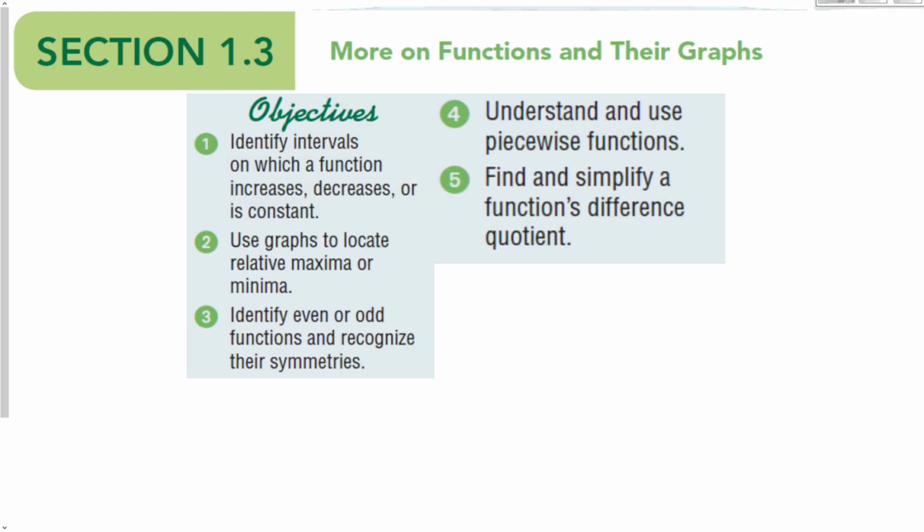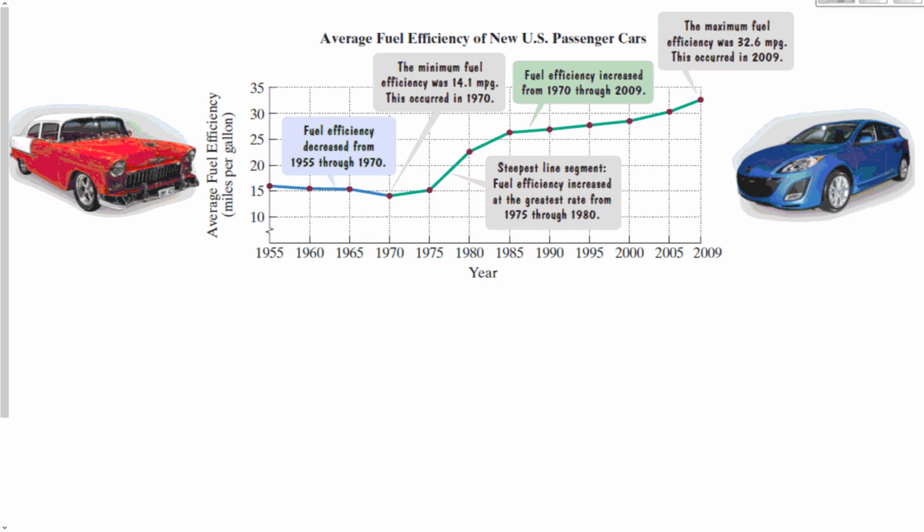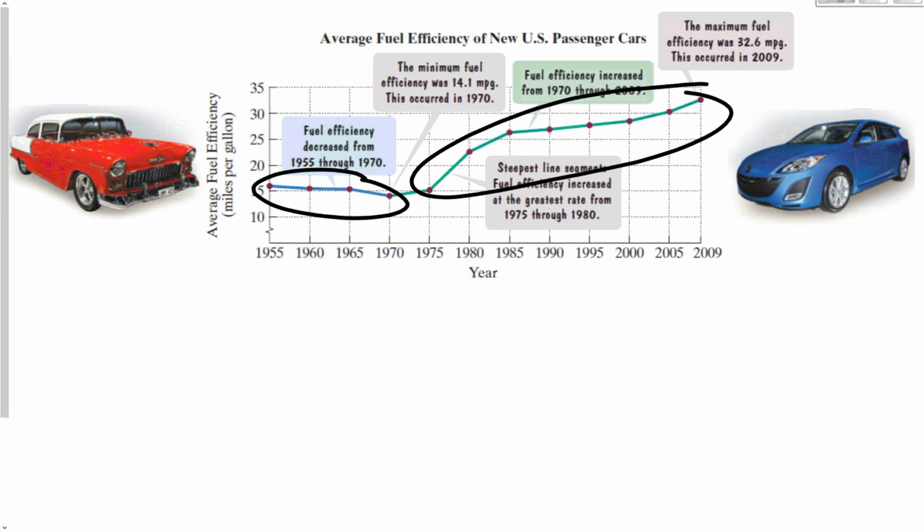So in this section, we are going to be doing a lot more with how functions work and with their graphs, as you can see. So let's start with this graph right here. Pretty simple graph. It talks about the average fuel efficiency of new U.S. passenger cars. Okay? And clearly, we can see that I have a trend for the blue part of the line and then a trend for the green part of the line.